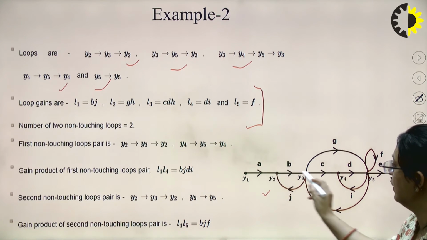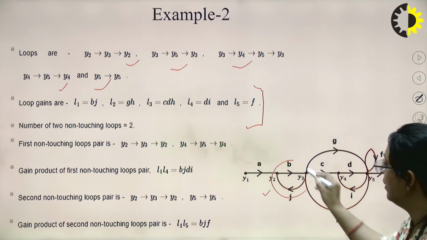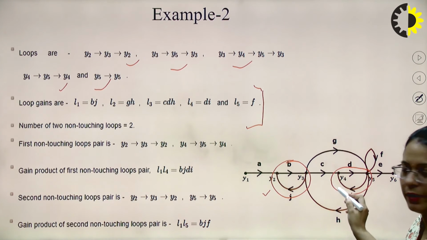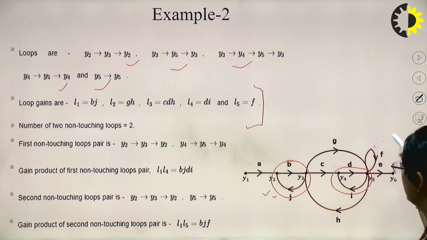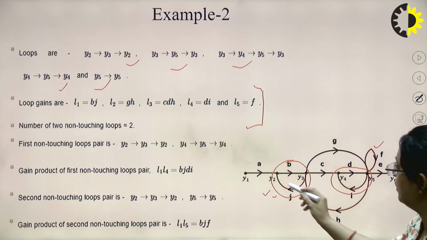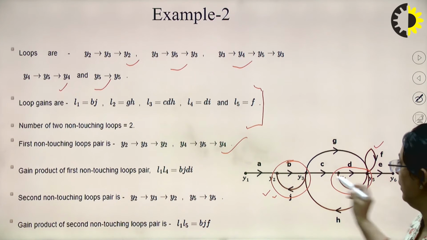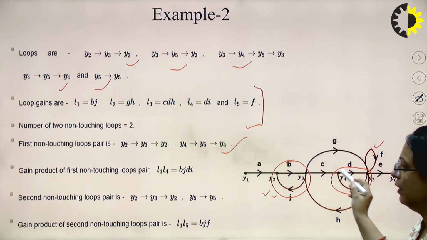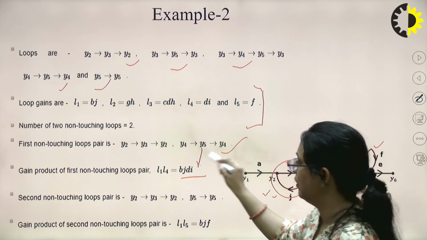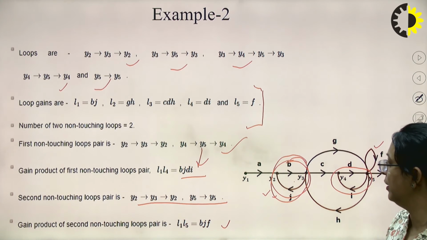So you can see from this figure, let's say this loop which starts from y2, y3, is not touching this loop. So these are the 2 non-touching loops in this case. Similarly, this loop is not touching this self loop. So one combination will be this one, y3 to y2, y2 to y3, and then y4 to y5, then back to this. Another combination will be this loop with the self loop. The gain is that in this. The second will be the self loop with this loop. The combination loop gain will be this.